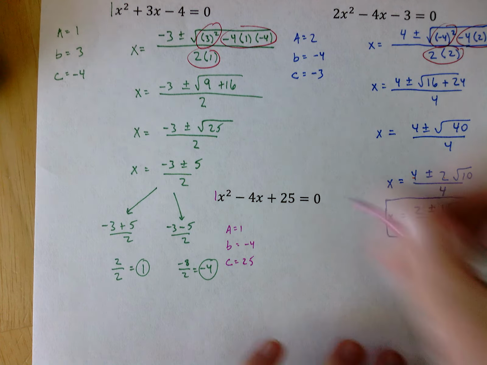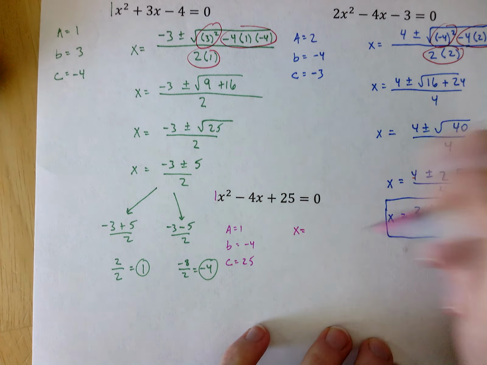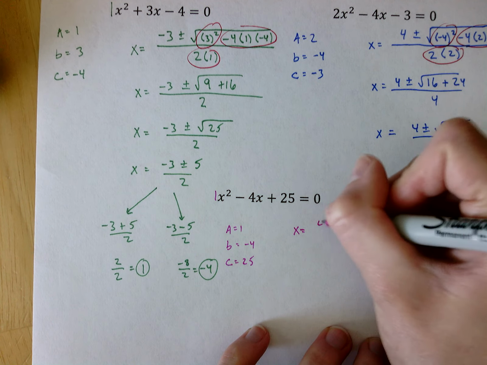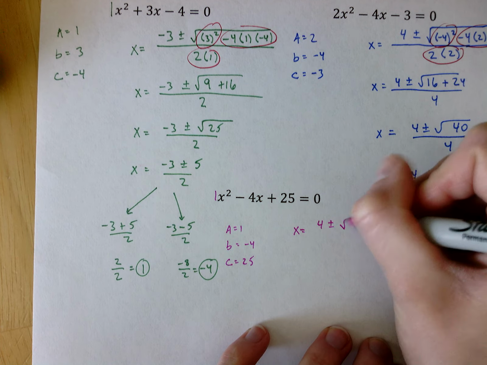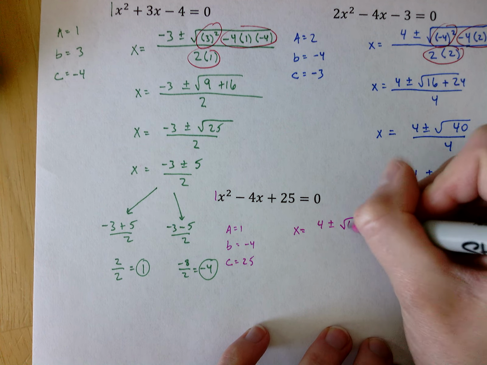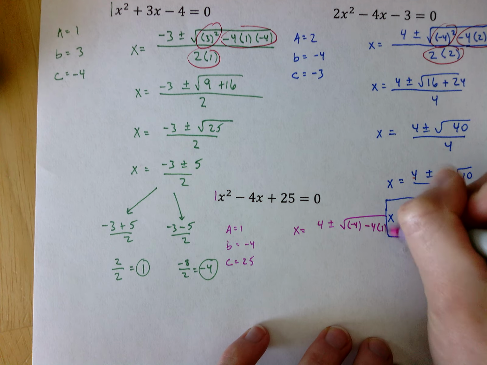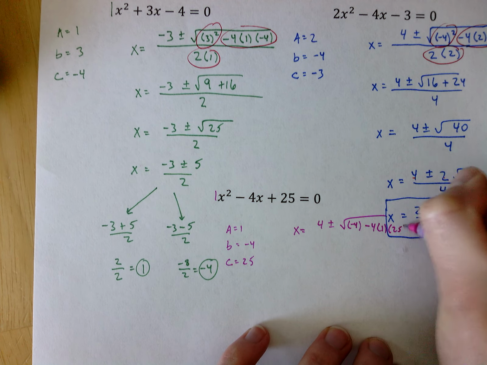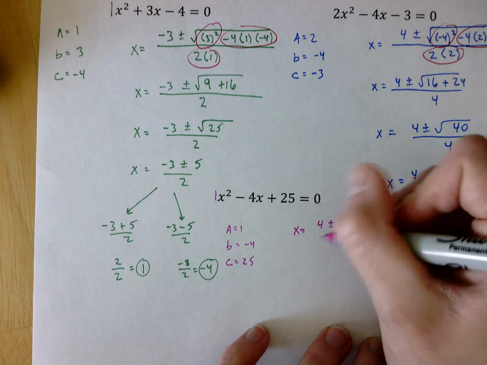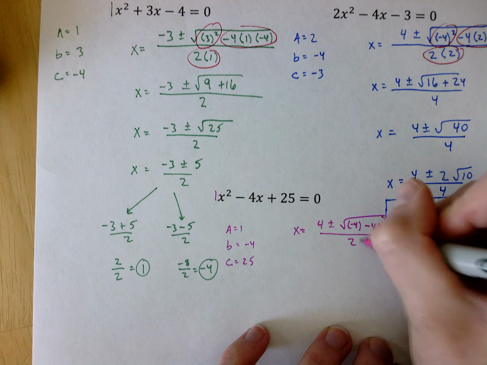Okay, so I'm plugging this into my equation. So x equals the opposite of B, so that's going to be a positive 4, plus or minus the square root of B squared, minus 4 times A, which is 1, times C, which is 25. Sorry, I'm kind of running out of room. Over 2 times 1.